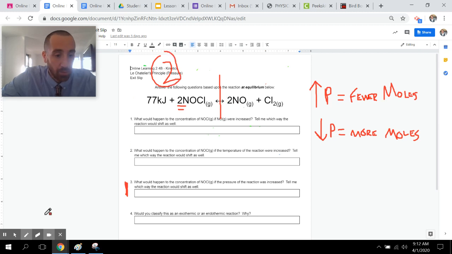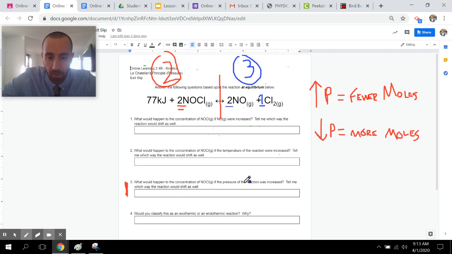And I'll do the products in blue. I have 2 moles of this reactant, and don't forget that hidden 1. And I have 1 mole of this product. I have 2 moles of this product, and I have 1 mole of this product. So I have a total of 3 moles of products. So it's already clear that the products have more moles than the reactants. The reactants have fewer moles than the products.